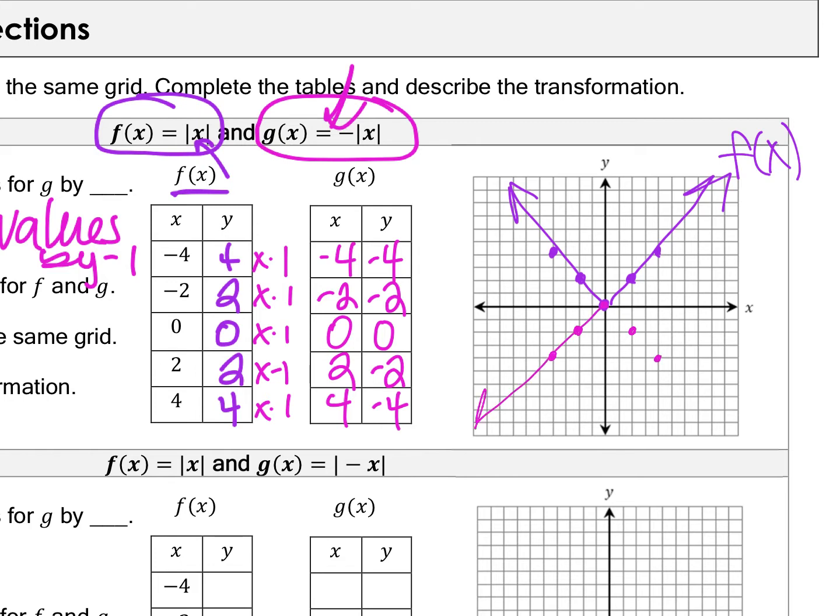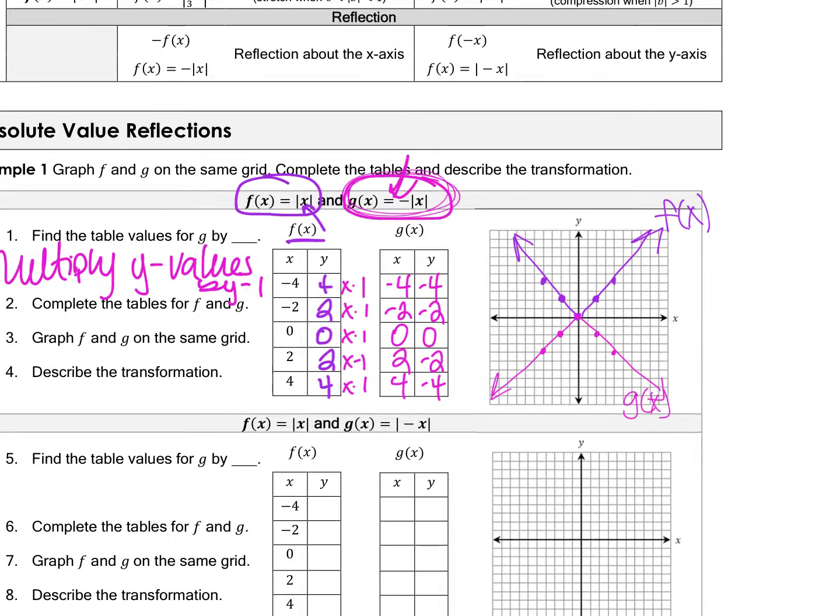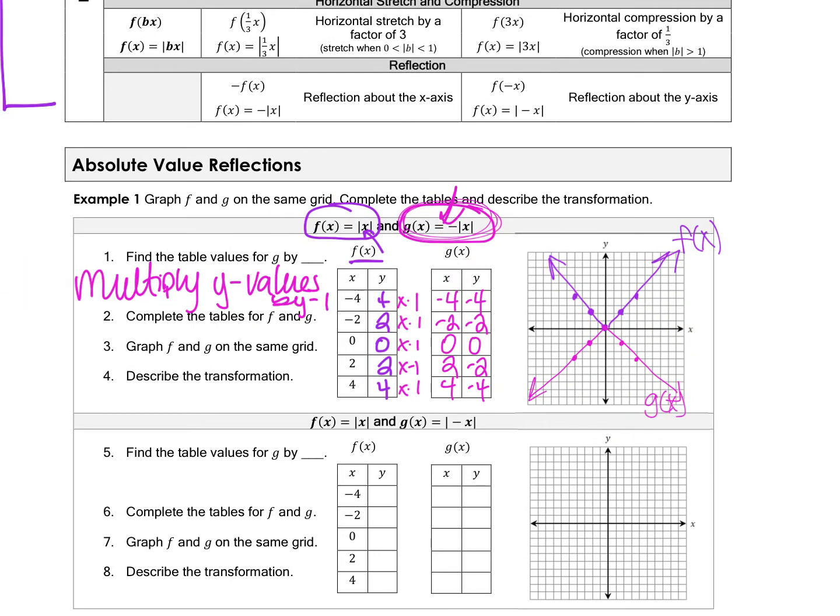Connect your points. And this is my function g, which was negative absolute value of x. Okay, so we graphed f and g on the same grid. We're going to describe the transformation. So notice here that our V, which was our parent function, was reflected over the x-axis.